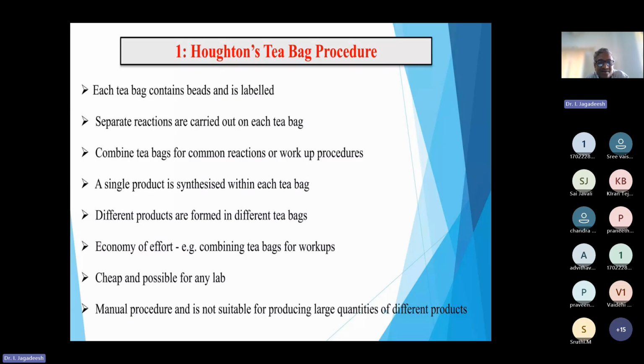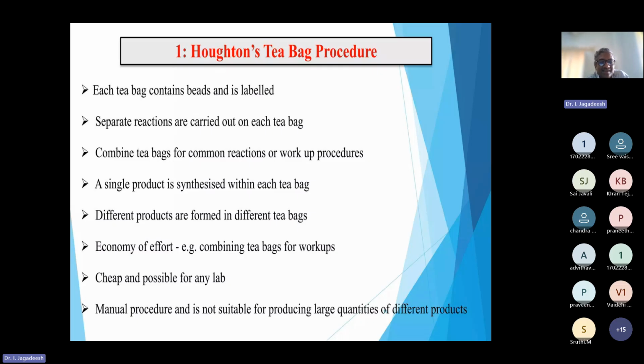The second 10, one or two of them may have activity, but we don't know that in the combined tea bag approach. So the economy of effort is there when you don't have positive activity. In one shot, the negative activity can be ruled out. But the tea bag approach, when you are doing it one by one, is also good.